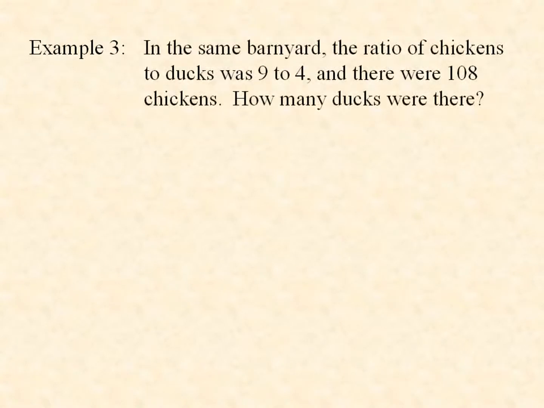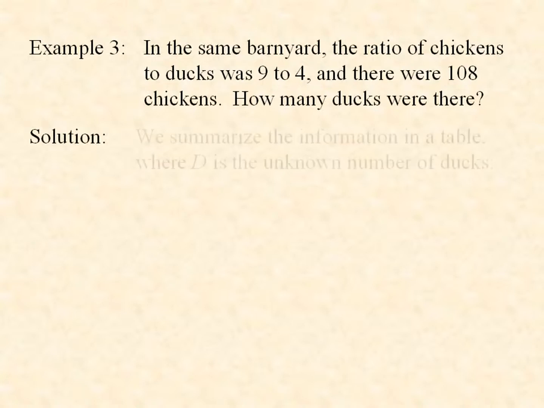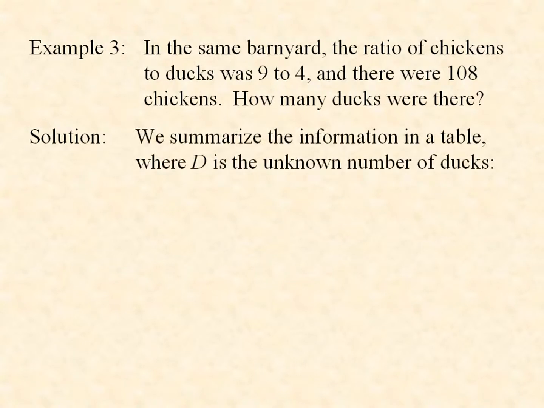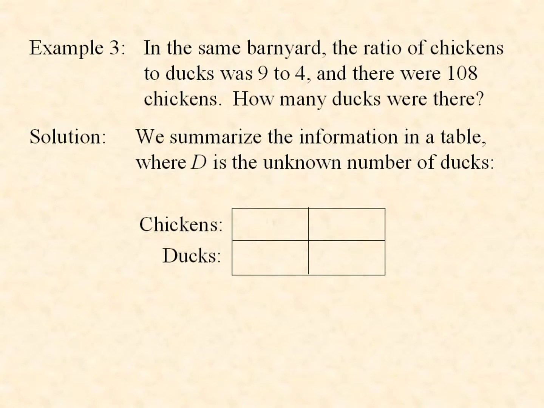Example 3. In the same barnyard, the ratio of chickens to ducks was 9 to 4, and there were 108 chickens. How many ducks were there? Again, we summarize the information in the table, where D is the unknown number of ducks. We put the ratio in the table. For every 9 chickens, there are 4 ducks. And then we put the new information. We have 108 chickens and D ducks.